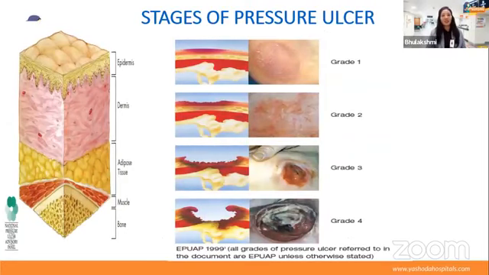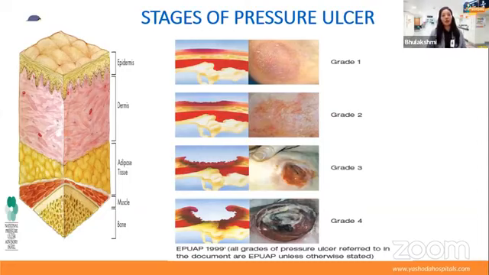So what are the different stages of pressure ulcer? There are 4 grades. Grade 1 involves the epidermis layer, where we can see redness over the skin and dry skin. In grade 2, the dermis layer gets involved, tissue damage happens, and skin discoloration occurs. In grade 3, it involves the muscle and adipose tissue, and the patient might develop a deep wound.